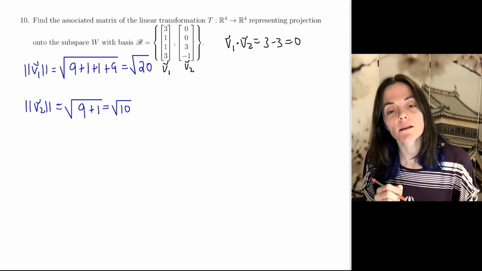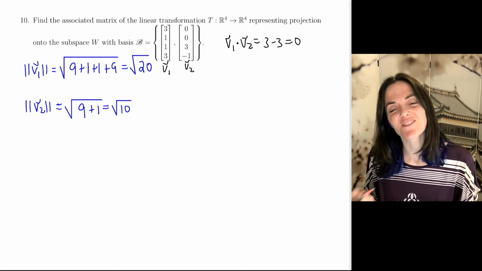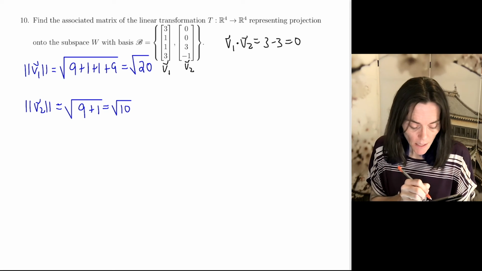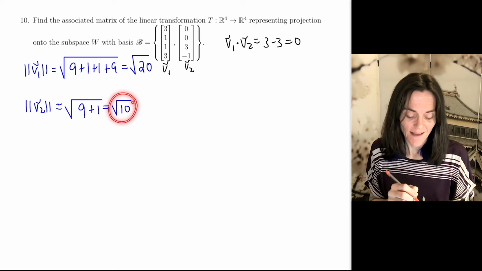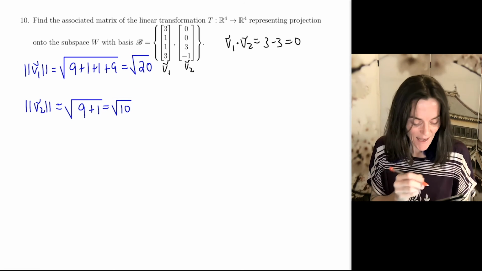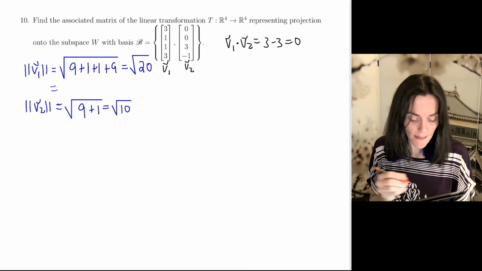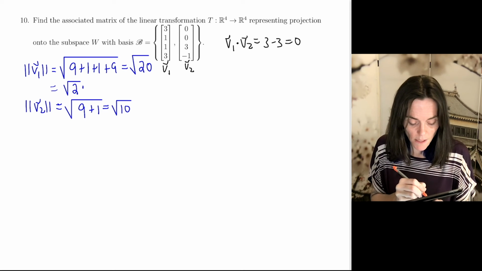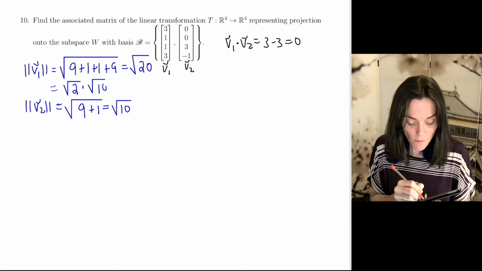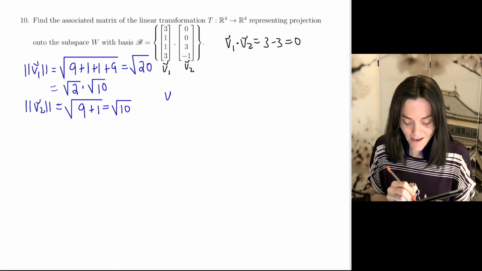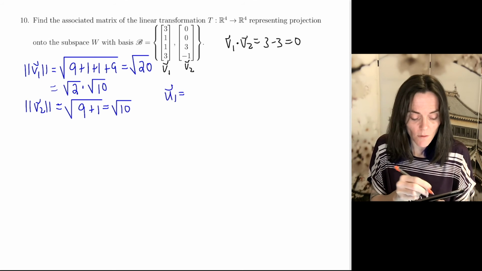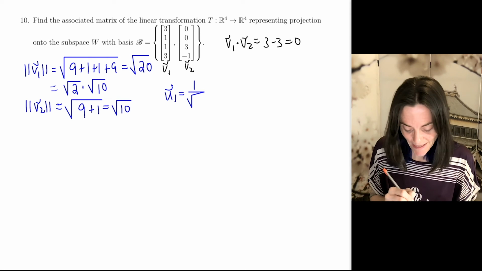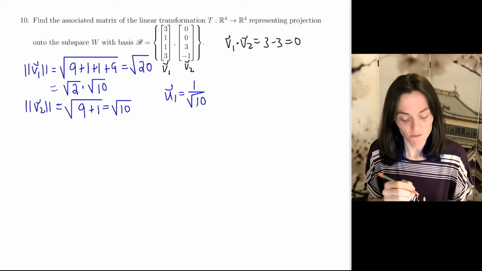What I want to do is get unit vectors from vectors V1 and V2. So I can just take them and divide by their lengths. But because I see a square root of 10 here and a square root of 20 here, I'm just going to write this a little bit differently. Let's write this as square root 2 times square root 10. Because when I write vector U1 and vector U2, I'm going to leave the 1 over square root 10 out in front. This will help me just slightly when I go to find the matrix of the transformation.